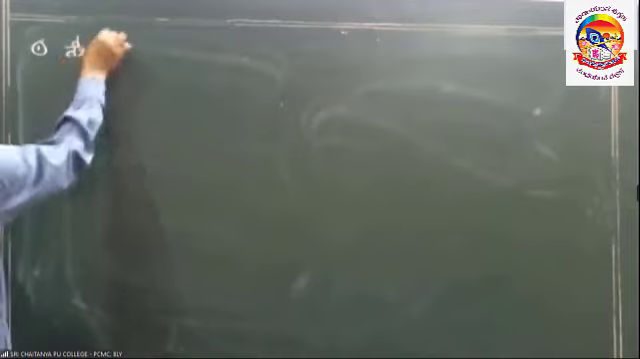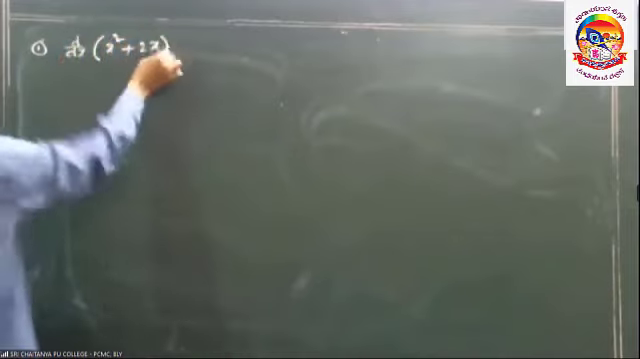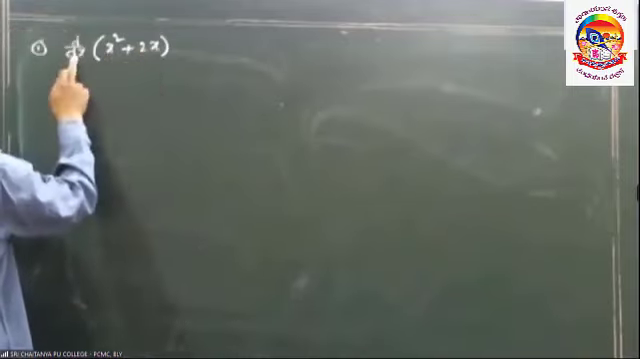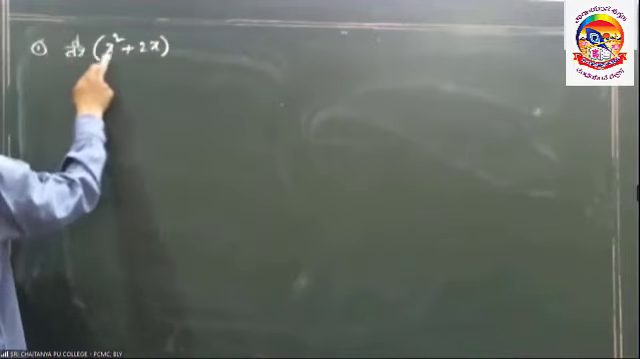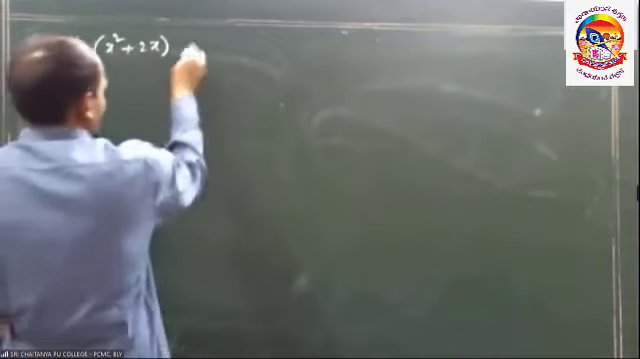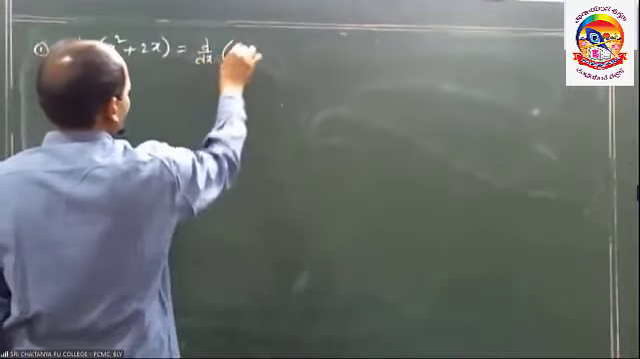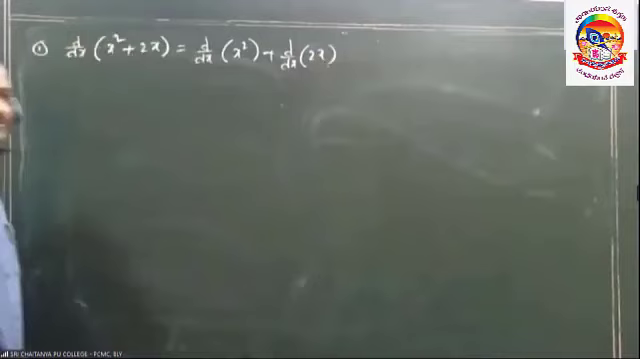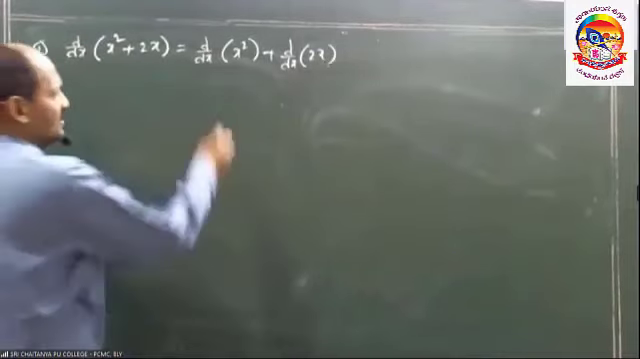Let's go to discuss problems. First one, find the derivative of x square plus 2x. Here x square is one function, 2x is another function. It is the derivative d by dx of x square plus 2x. This derivative rule is applicable for these two functions. That is the derivative of x square plus the derivative of 2x.